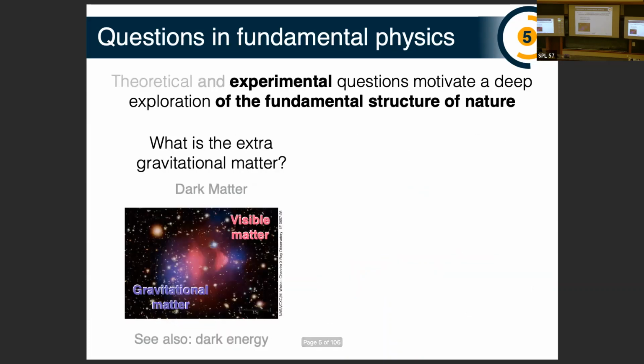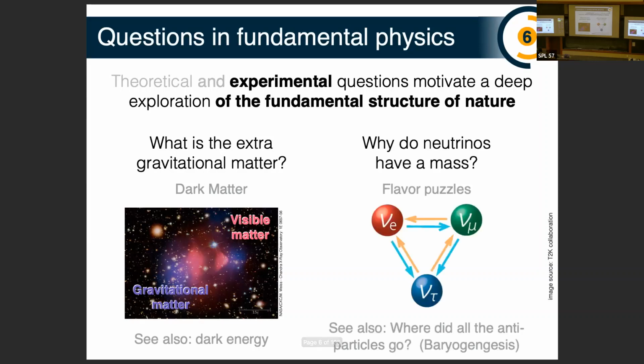On the experimental side, we know dark matter exists. Here's a picture of the Bullet Cluster. And we don't understand what the particle nature of dark matter is. Maybe it's not even particles. There are also questions related to flavor. So why do neutrinos have mass? Why are there different lepton flavors? Where did all the antiparticles go? And all these questions together motivate a deep exploration across many different areas.